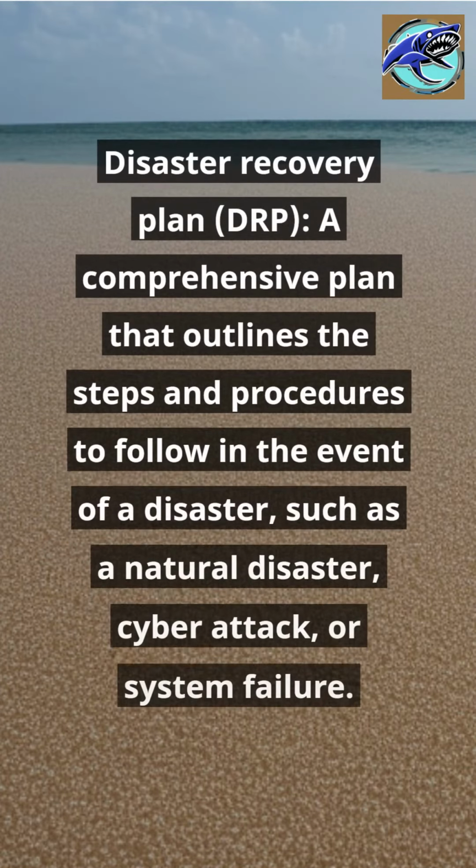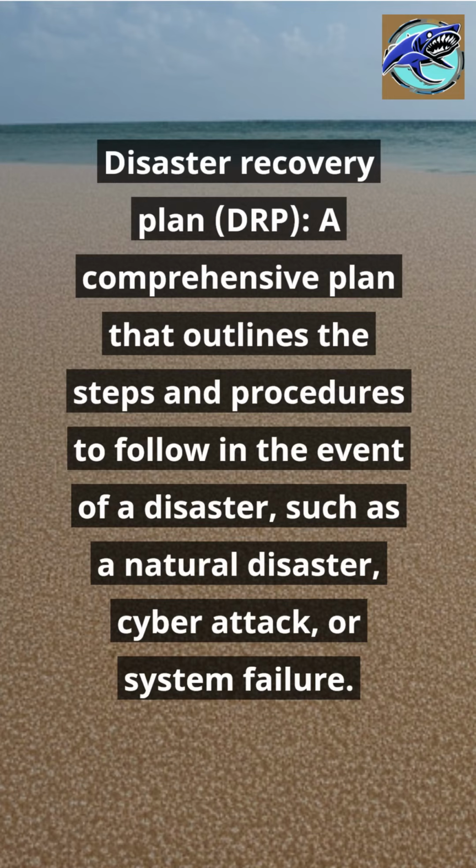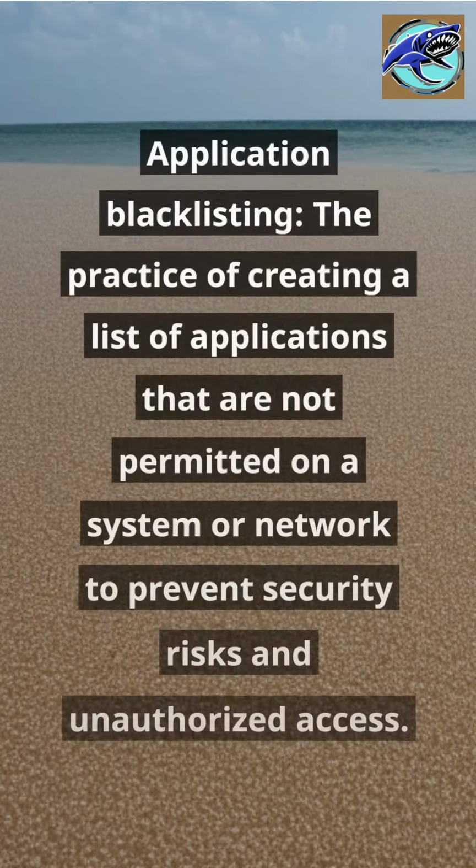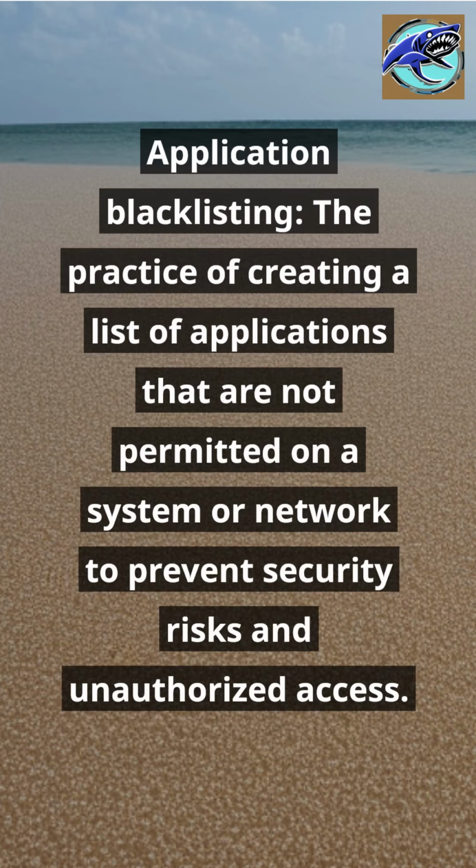Disaster Recovery Plan, DRP: a comprehensive plan that outlines the steps and procedures to follow in the event of a disaster, such as a natural disaster, cyber attack, or system failure. Application blacklisting: the practice of creating a list of applications that are not permitted on a system or network to prevent security risks and unauthorized access.